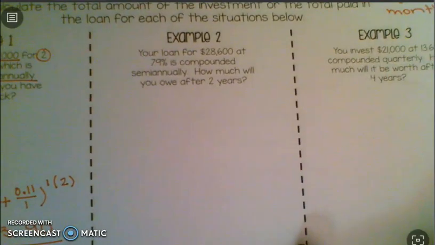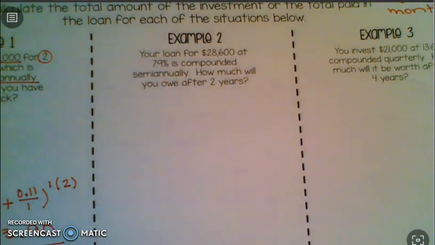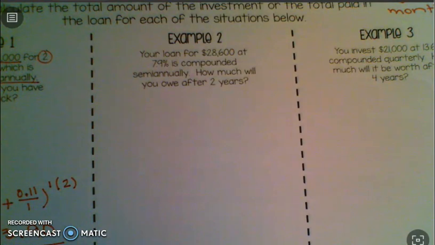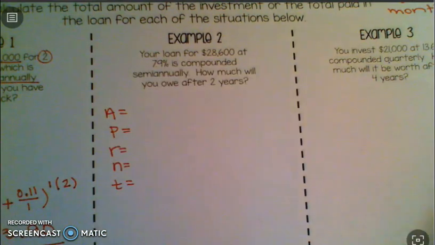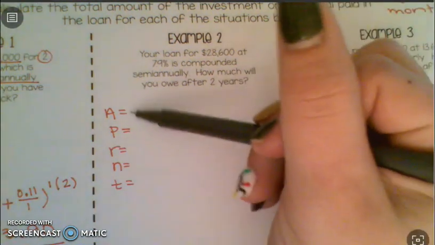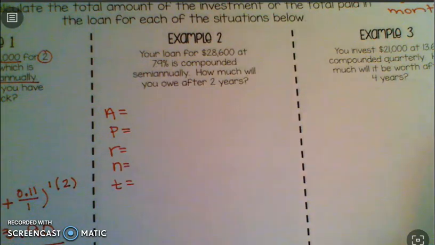Okay, the next example. Your loan for $28,600 at 7.9% is compounded semi-annually. How much do you owe after 2 years? So we still need all the letters, A, P, R, N, and T. So go ahead and take a minute and see if you can fill in these letters. So pause this video and fill in the letters that correspond with this word problem.